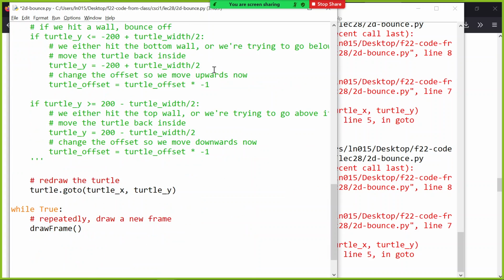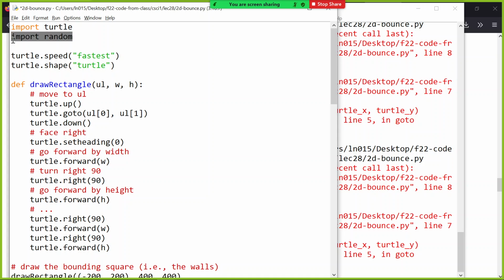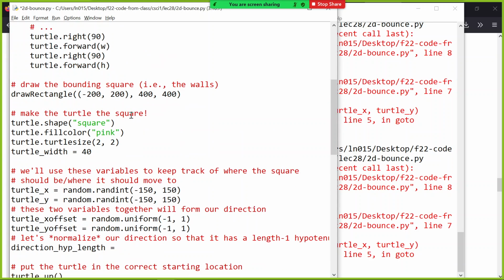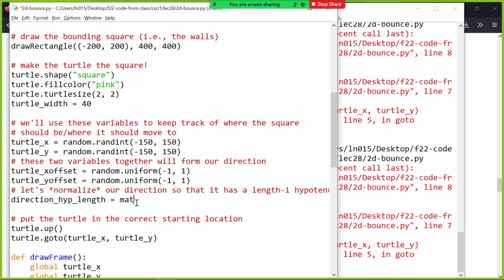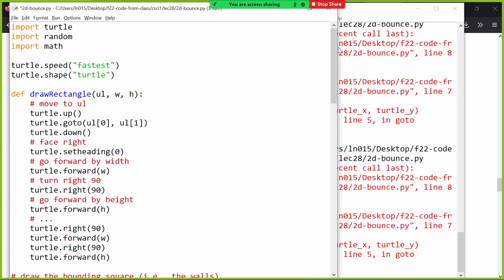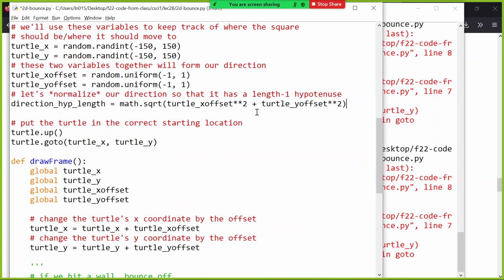I guess I have to include the math library. Import math, because I need square root. That's going to be math dot square root of the x offset squared plus the y offset squared. Longer statement. Hopefully that makes enough sense. So that's the current length of our hypotenuse.